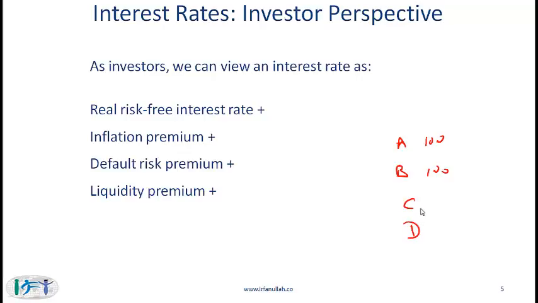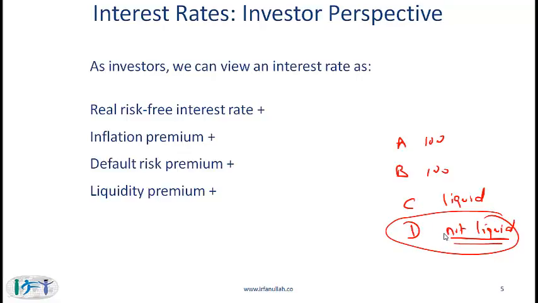The only difference is that investment C is liquid, extremely liquid, whereas investment D is not that liquid. Clearly, as an investor, we will demand a higher return on D because it is not liquid. That additional return that we demand is called the liquidity premium.